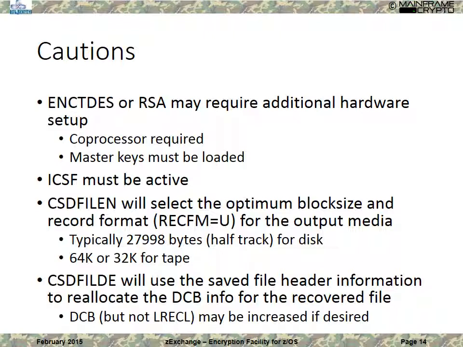Now, when you perform the encrypt, the DCB of the original input file is captured and stored in the header record. So when the decrypt is done, it'll go look at that, and by default, it'll allocate the new clear text file with the same DCB as the original. You can override the block size, but you can't override the LRECL. So with that, let's turn and look a little bit more closely at OpenPGP support.